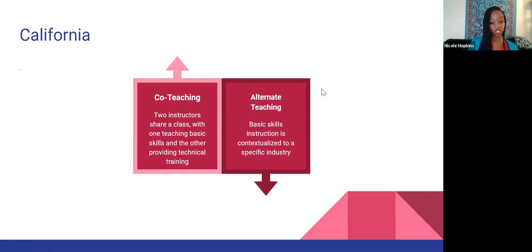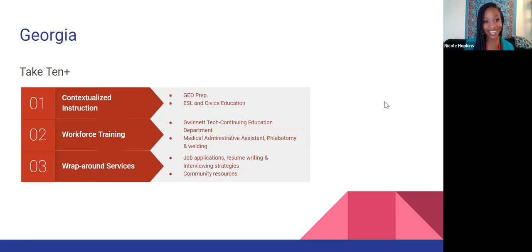effective. So, next, we are going to go down south and check out Georgia's Take 10 IET program. So Georgia, as you can see, has the three components that we talked about, and this is because Georgia is a really close partner with Washington. And so we've worked with them a lot over the years on their IET development and programming. And so they've got the contextualized instruction.